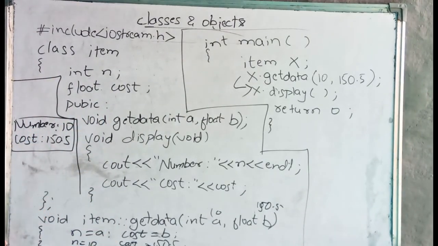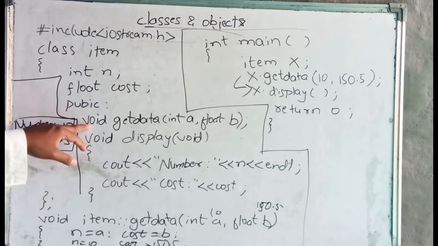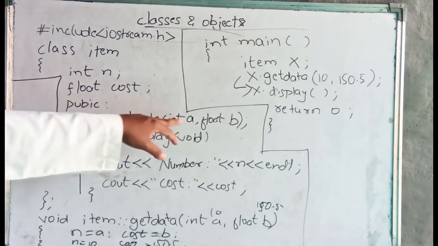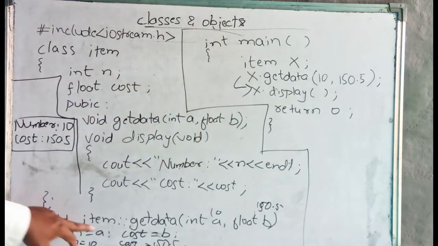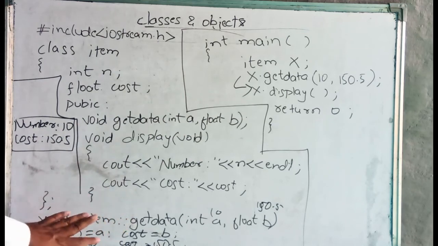While writing outside, remember the point: the return data type and the number of arguments we pass should be the same here also. We should write the name of the function with the scope resolution operator. Clear? This is about classes and objects.